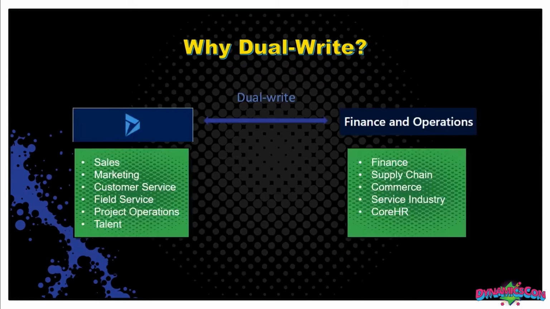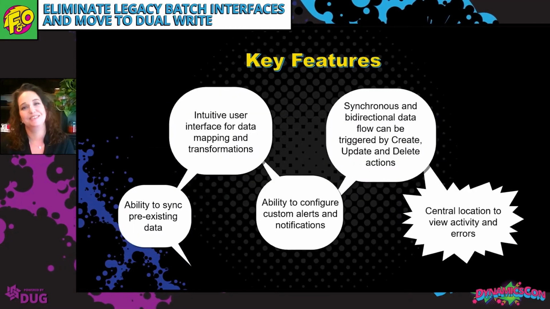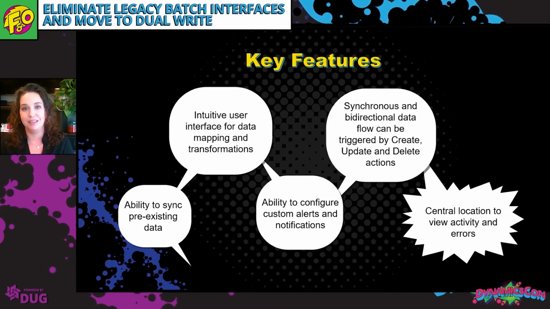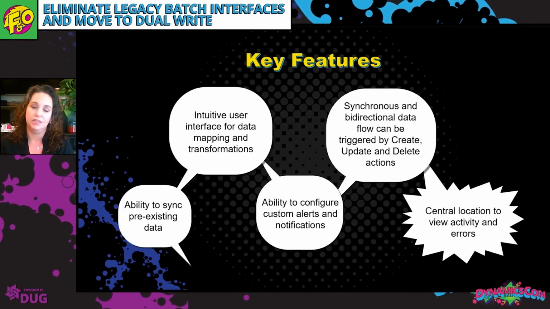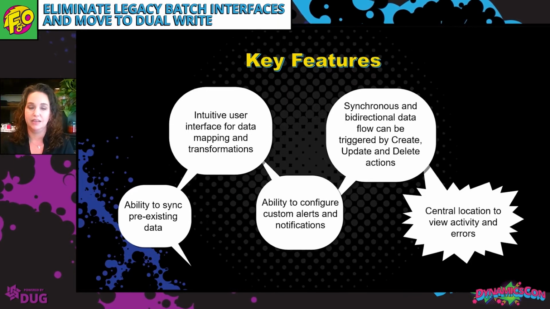By keeping in line with the low-code, no-code principle and making F&O data available to Dataverse, the dual write apps can be used to create bi-directional integration within these apps. Some of the key features of dual write are synchronous and bi-directional data flow between the applications, support of the system during online and offline asynchronous modes, and the ability to sync initial data between the applications. So if you already have the two systems in place and you want to synchronize the data, you're able to do that for existing data as well.